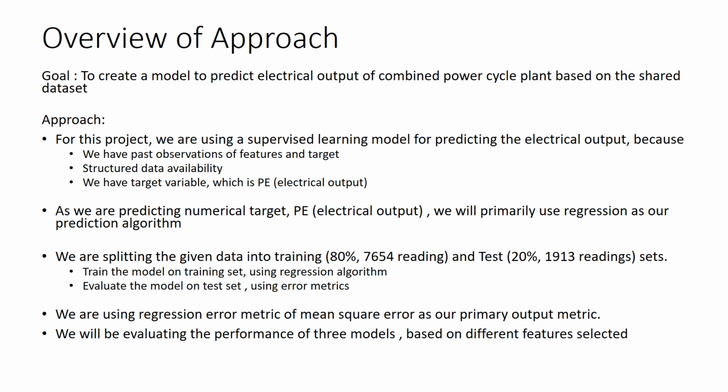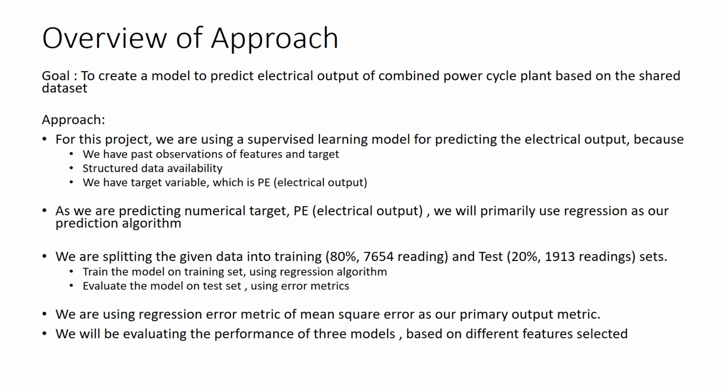Our goal is to create a model to predict electrical output of a combined power cycle plant based on the shared dataset. The approach is as follows. For this project, we are using a supervised learning model for predicting the electrical output because we have past observations of features in the target variables, we have a structured data availability, and we have a numerical target variable, which is the electrical output. As we're predicting a numerical target, which is the electrical output, we will primarily be using regression as a prediction algorithm.